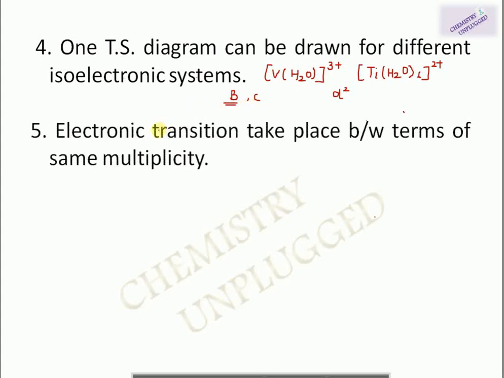Then we will take the next point. Electronic transition takes place between terms of the same multiplicity. We always say that transition takes place between terms of the same multiplicity.